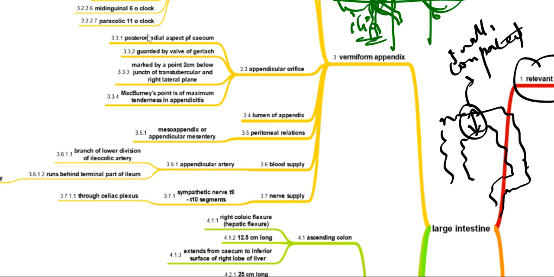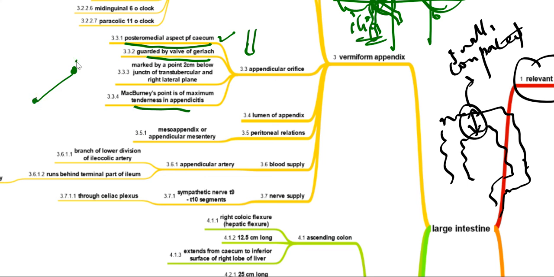Then the appendicular orifice. It is present on the posteromedial aspect of the cecum, guarded by a fold of Gerlach, marked by a point 2 cm below the junction of the transtubercular and right mid-lateral plane. So here is McBurney's point.